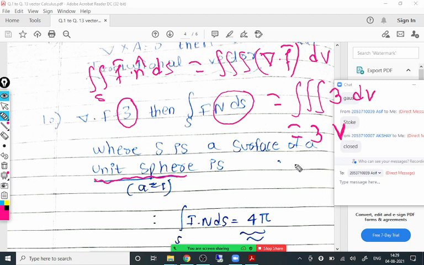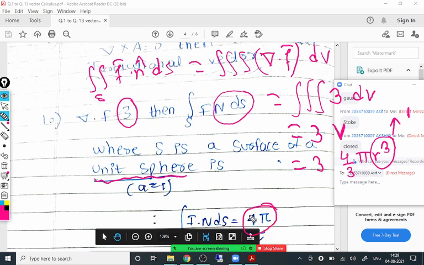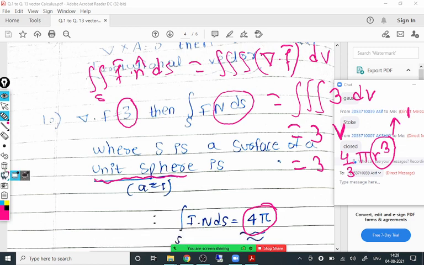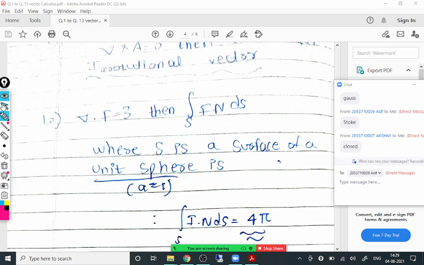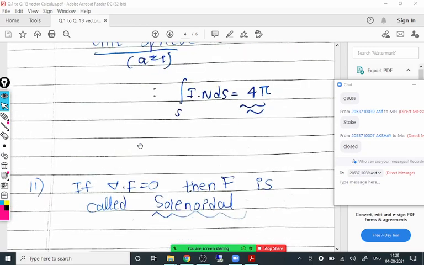What is the volume of the unit sphere? What is the volume of the sphere first? 4 by 3 pi r cube. As it is a unit sphere, r is 1, so r cube is 1, the 3 gets cancelled, and 4 pi is the answer. Is it clear? Any doubt? No doubts. Okay, 4 pi is the correct answer.